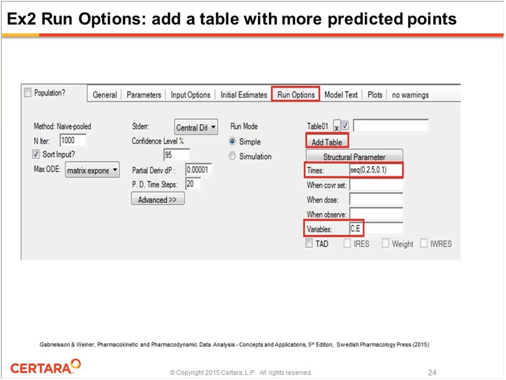And then, since we're comparing models here, it might be useful to add a table to the model. What Phoenix does by default is it only gives predicted points at the same times where there's an observed response. In this case, we're adding a table of predicted values where the times use the sequence statement. The statement is sequence 0, 2.5, 0.1. What this means is produce a predicted point from 0 to 2.5 every 0.1 time unit. And we'll predict the variables concentration and effect. Next slide, please.